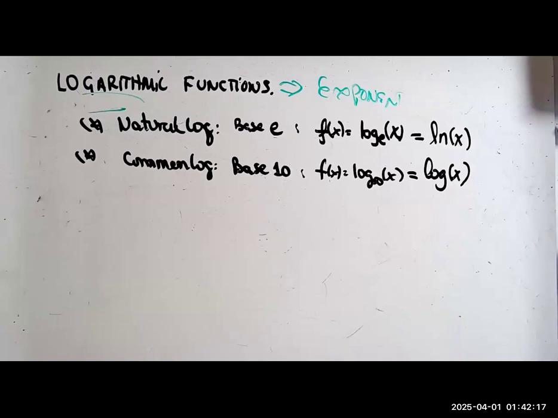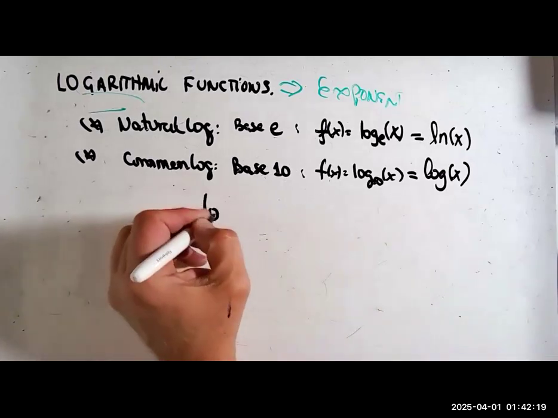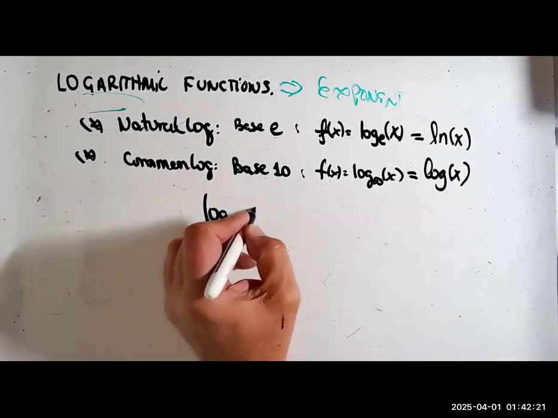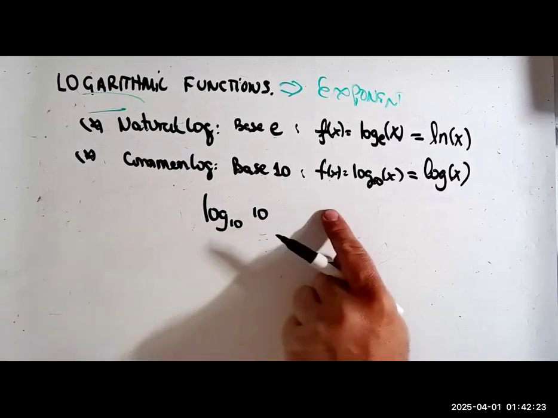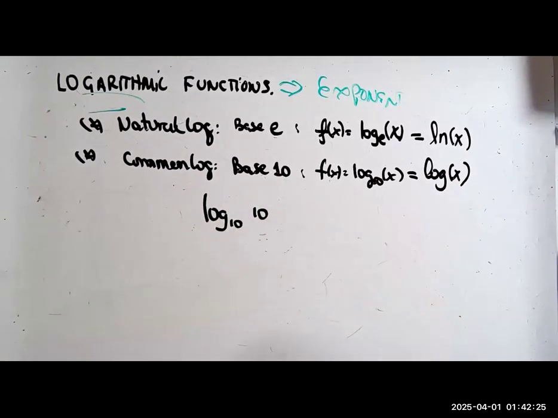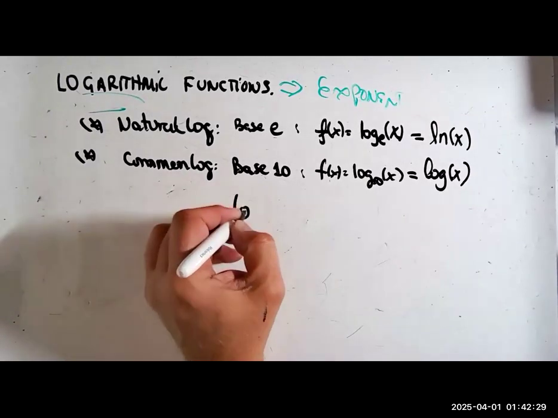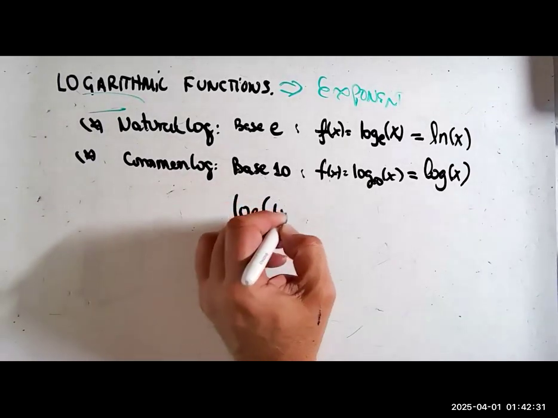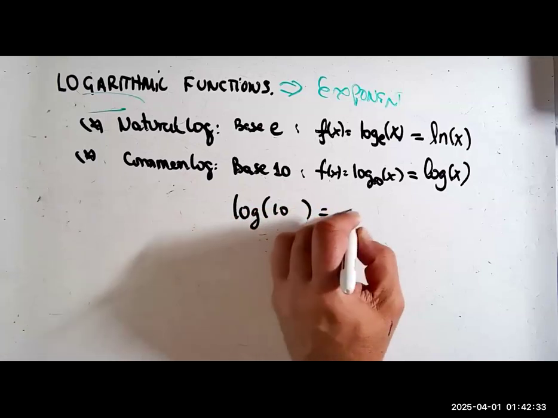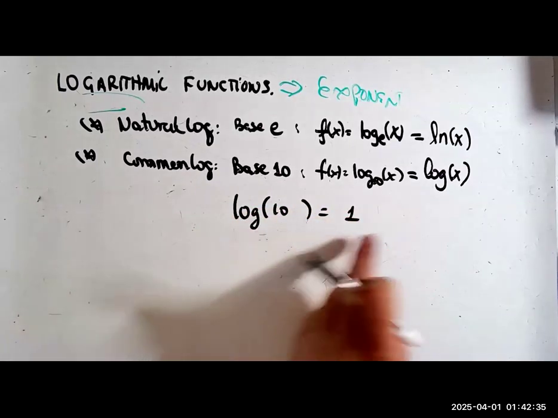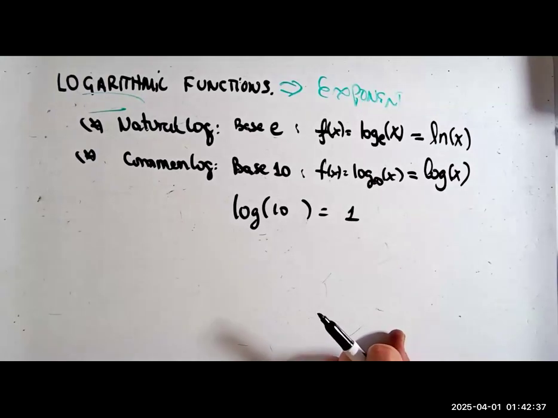Now let's use the common log. First, I'm going to break the rules. If I have log base 10 of 10, 10 raised to what number equals 10? The answer will be, of course, 1. We never write the base 10, so we just simply say log of 10. The answer will be 1. 10 raised to the 1 equals 10.